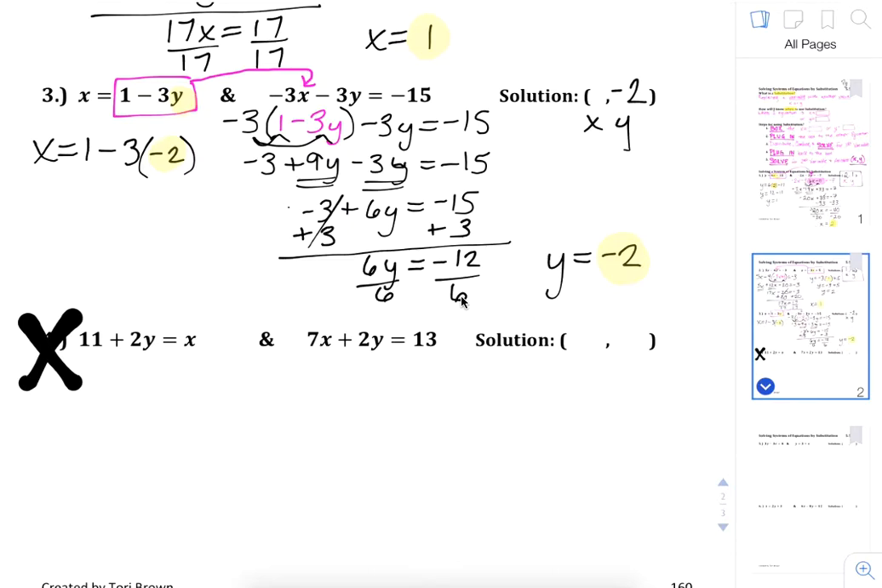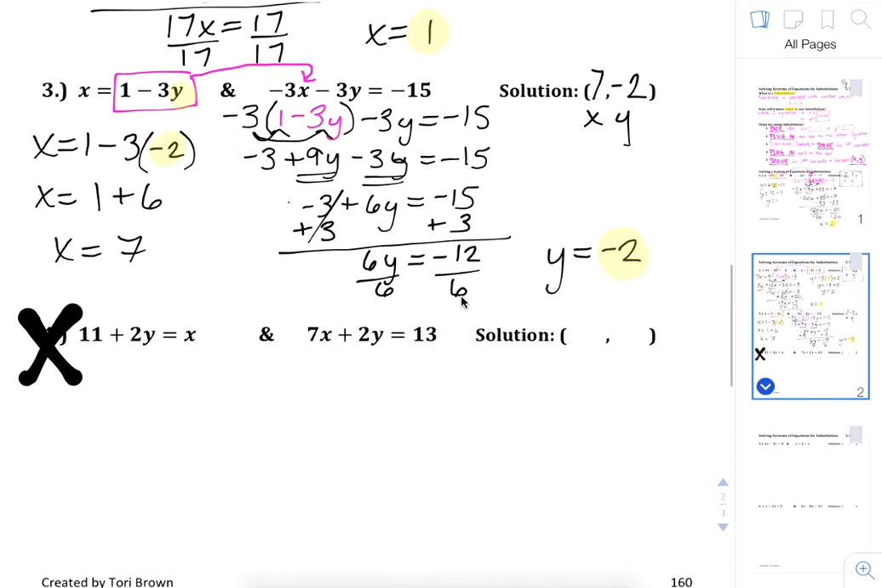And we can either type it in a calculator or do it through our head. Negative 3 times negative 2 is a positive 6. And 1 plus 6 makes 7. So my final answer is 7, negative 2. Okay? All right, we're actually not going to do number 4. So if you'll make sure you have number 3 written down, I'm going to jump to the next page. We're going to do 5 and 6, and then we'll be set.